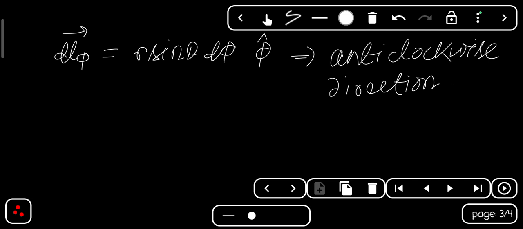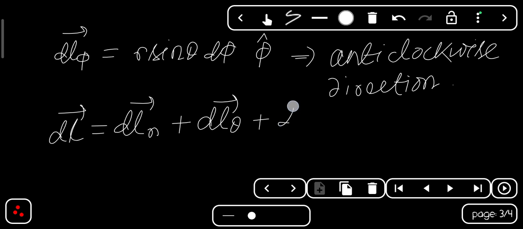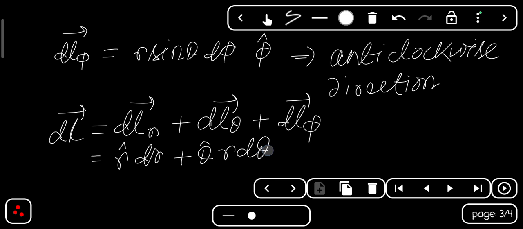So the total length element we can now write as dl vector equals dl_r plus dl theta plus dl phi, and putting in all the values, we can write r cap dr plus theta cap r d theta plus phi cap r sin theta d phi. This is the concept of the length element. In the next video we will discuss the surface element and the volume element of the sphere in the spherical polar coordinate system. I hope till now you have understood the concept of the spherical polar coordinate system.